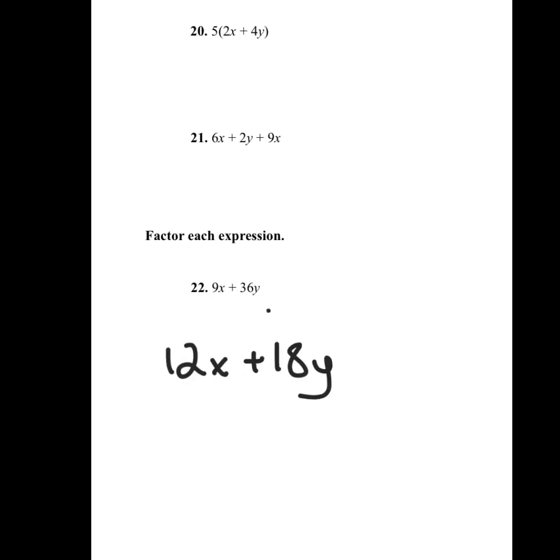Mine looks a little different than yours. I had to write mine in, but yours will be on your page. 12x plus 18y. This is one of those tricky ones. You have to find out what goes into both 12 and 18. And I know that 6 goes into both. So if I pull a 6 out of there, 6 times 2 is 12. So I get 2x plus, and then 6 times 3 is 18. But I have to get that y. And you always check back. This is 12x plus 18y. And that would be our answer.